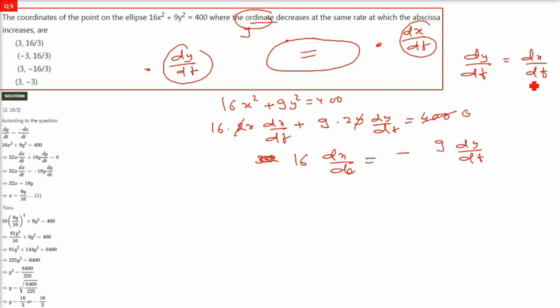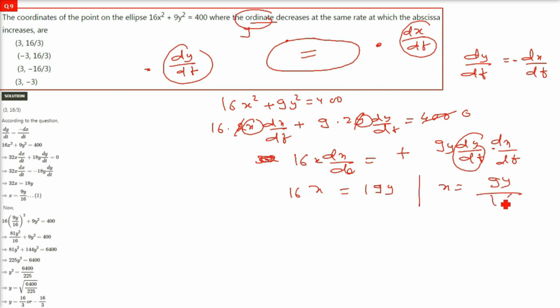So dx by dt is equal to negative dy by dt, or dy by dt is negative dx by dt. You can replace here and you can cancel both sides, but we have an x here, we already have a y here. I told you earlier that I'm not cancelling y, I'm cancelling 2. So dx by dt on either side, or dy by dt on either side can be cancelled, and then, because it was negative, negative will become positive. So we have 16x as 9y, sorry, not 19, 9. So x will be equal to 9y by 16.